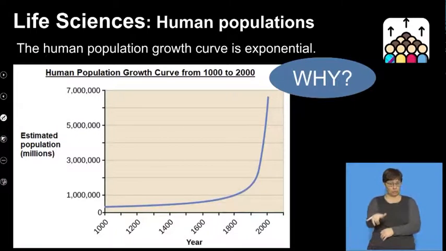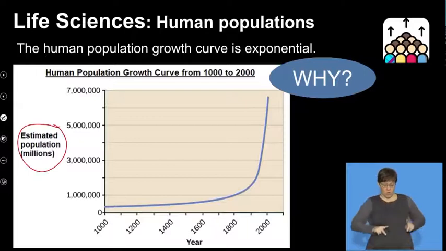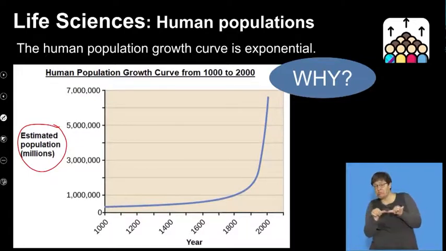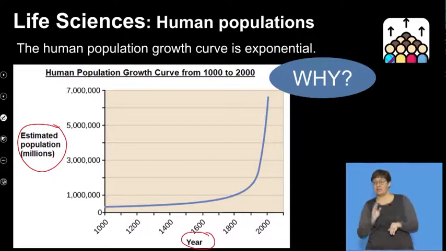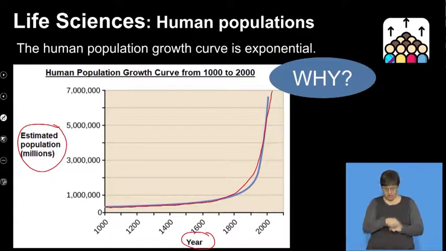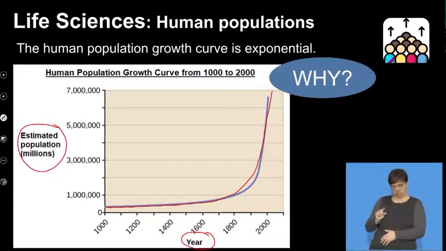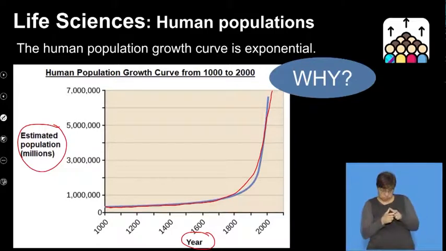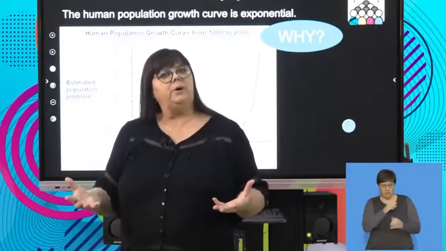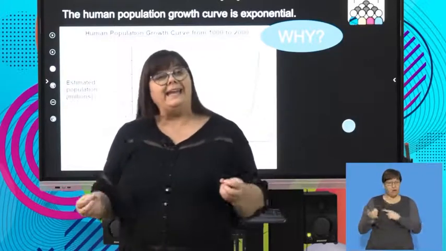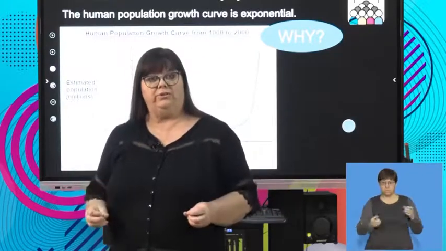Well, we see that the human population, if we take estimated population in millions and time on our x-axis, we see that, goodness me, what kind of growth curve is that? That is an exponential growth curve. So we need to say why. Why is the human population showing us an exponential growth curve?